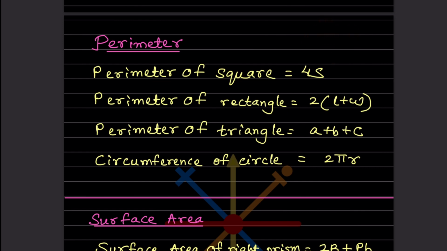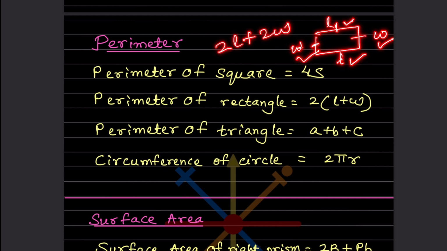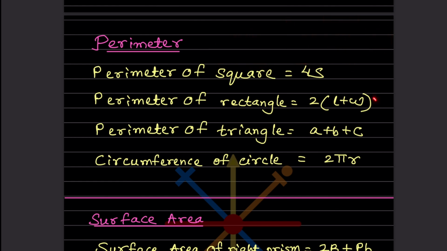Then the perimeter of a rectangle. This is a rectangle, and both sides are L and L, and the other sides are the width, or we can say breadth, both are the same. We are going to add all sides, so this will be 2L plus 2W. When we take 2 common, that is 2 times L plus W, where W is the width. So this is the formula.